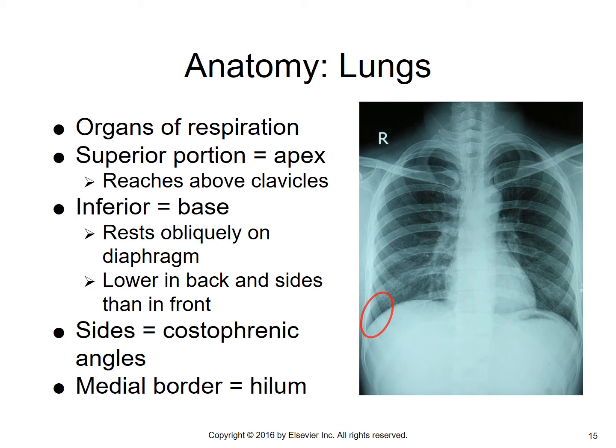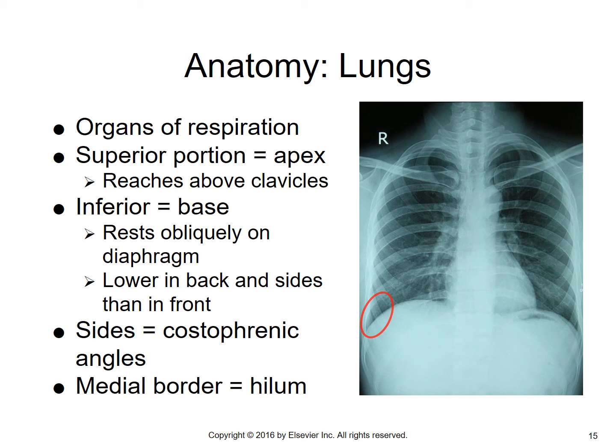So that area above the clavicles is the apices. Inferiorly, all the way down where it starts to get all white, that area is called the base area, the base. It rests obliquely on the diaphragm, so it kind of is an oblique angle in the body. It's lower in the back and on the sides than the front. And you'll see that when we study chest radiography and you look at the lateral view, you're going to see that the back is actually lower than the front.